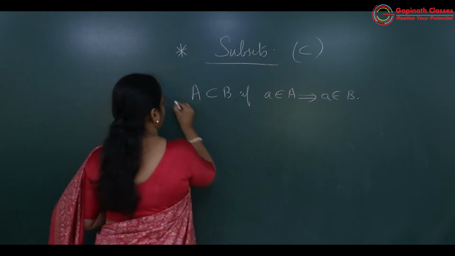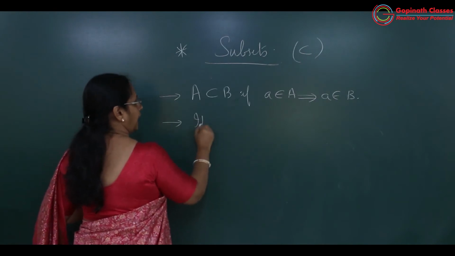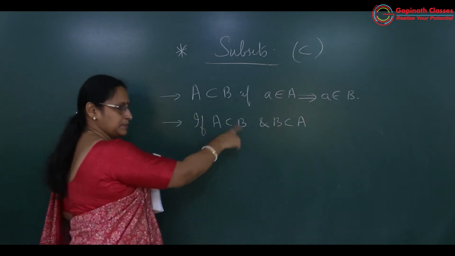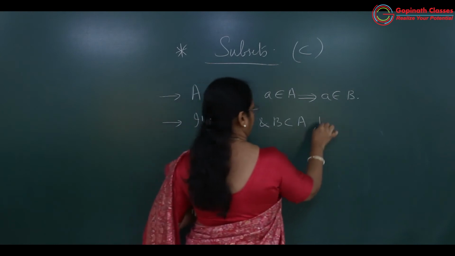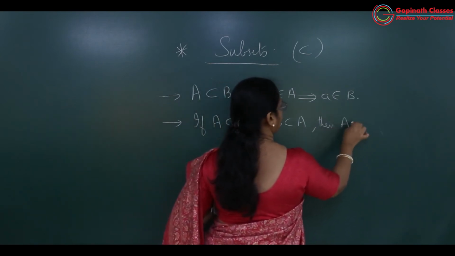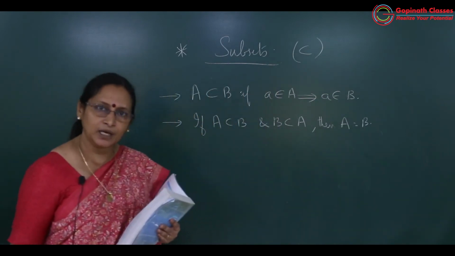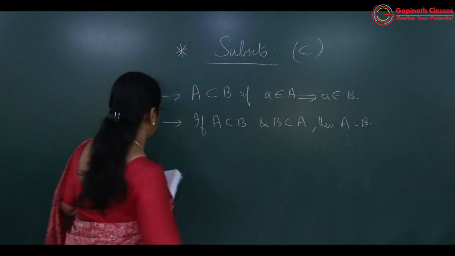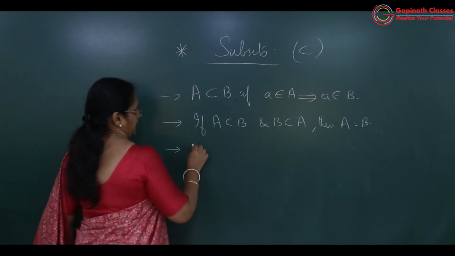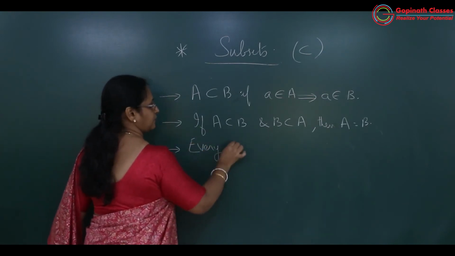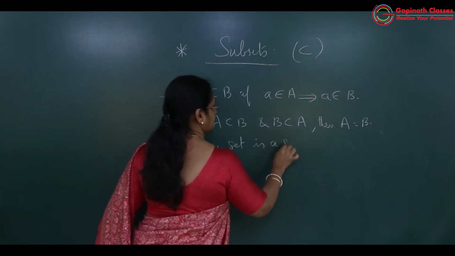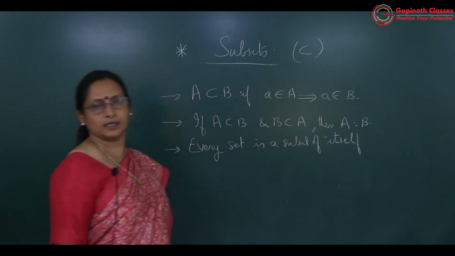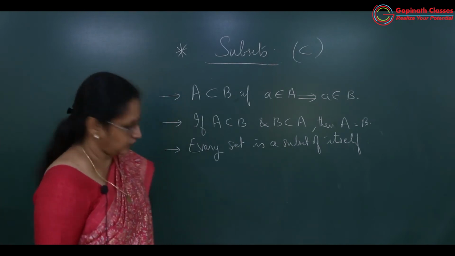Another point: if A is a subset of B and B is a subset of A, all elements of A are in B, all elements of B are in A, then what does that mean? This leads to equality. Then A equals B. A and B will be equal. This is another point. And we can also say that every set is a subset of itself. Every set is a subset of itself.